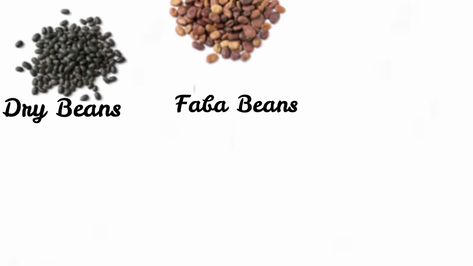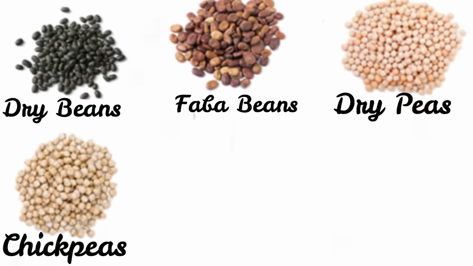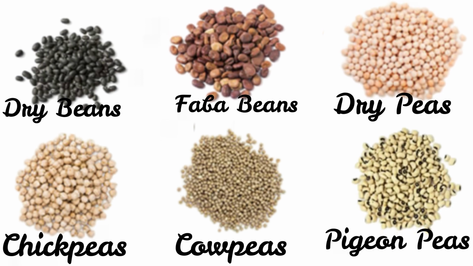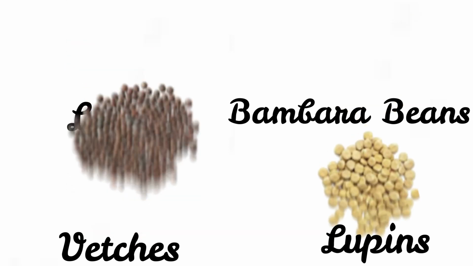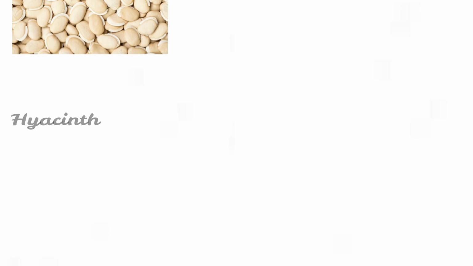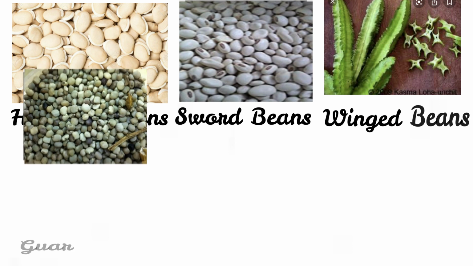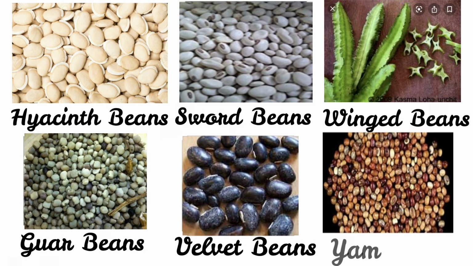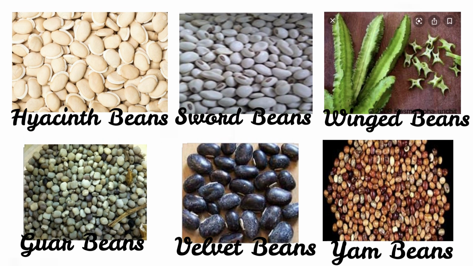Dry beans, dry broad beans or faba beans, dry peas, chickpeas, cowpeas, pigeon peas, lentils, bambara beans, vetches, lupins. They are all major pulses. Now let us take a look at the minor pulses. Hyacinth bean, jack or sword beans, winged beans, guar beans, velvet beans and yam beans are all minor pulses.